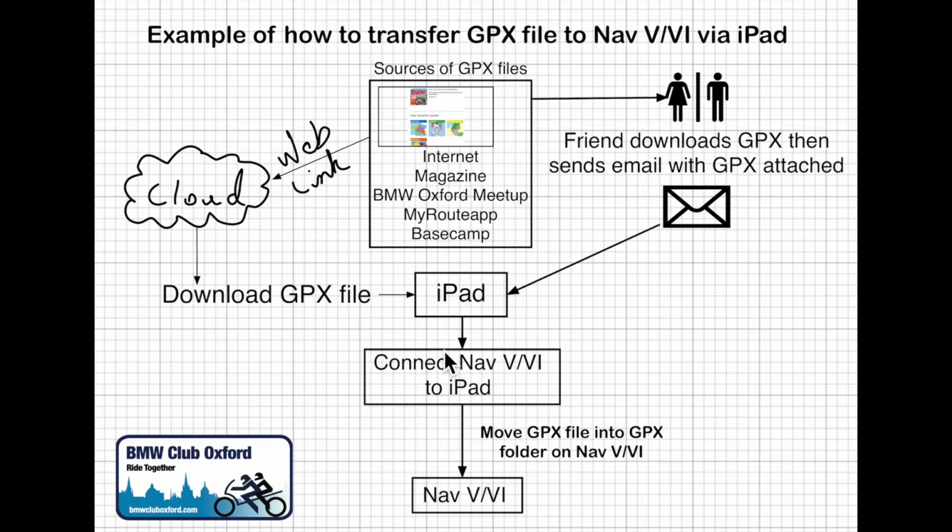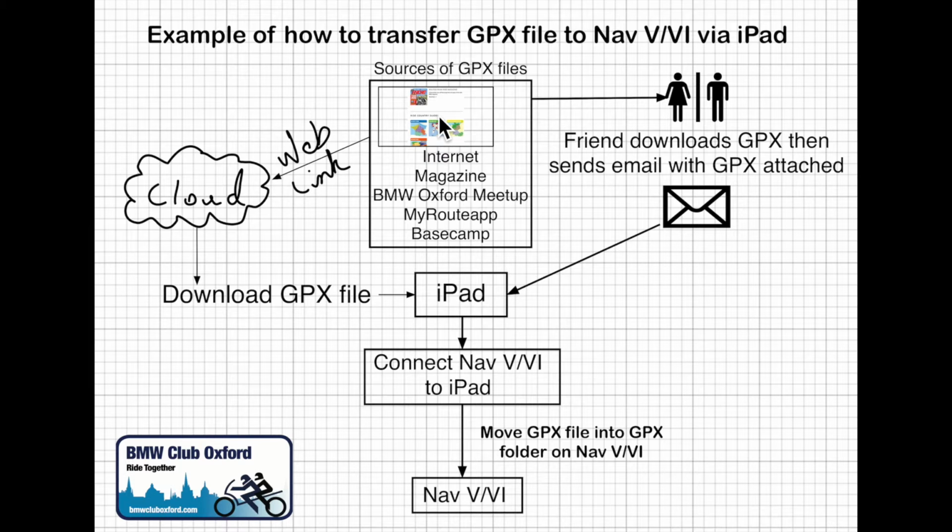So how are we going to get a GPX file onto your iPad and then onto your Nav 5 or 6 device? I am using an example of having a variety of different sources of GPX files that are external to your iPad. This could be on the internet somewhere, referenced in a magazine, or on the BMW Oxford Meetup site, or it could be a route you've already created in My Route app or Basecamp on your laptop or desktop.